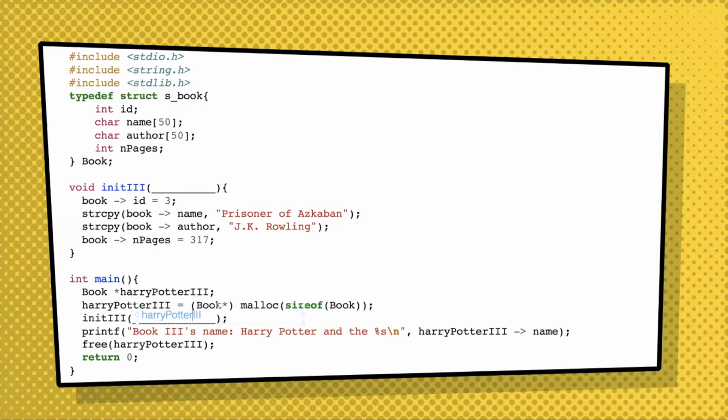3. And you don't really need the and sign here, because you want to pass the address of this particular argument, which points to Harry Potter 3. And here, Harry Potter 3 is in the type of pointer. It's a bookstore, right? So it is in the type of pointer. So you just pass this pointer into init3.